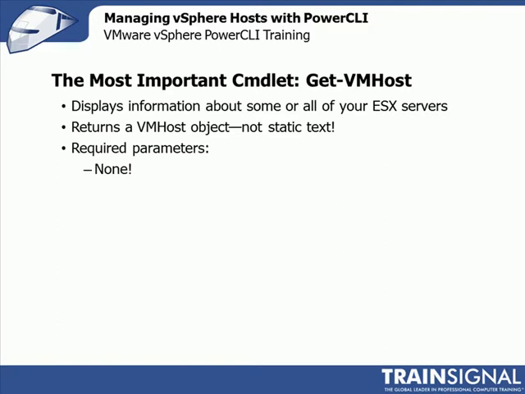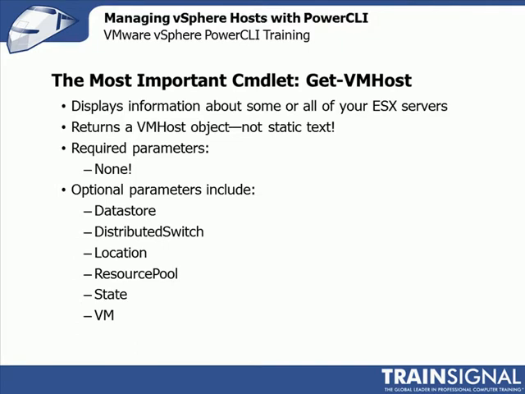There are no required parameters for this cmdlet, but it does have some parameters. Optional ones include Datastore, DistributedSwitch, Location, ResourcePool, State, and VM. Now I'm going to talk about a couple of these here. These are all, you could call them, filters. If you type Get-VMHost by itself, and I'll show you some examples shortly, you'll return all the ESX servers to which you are connected. If you include some of these parameters, then you can filter it to show only those that meet that criteria.